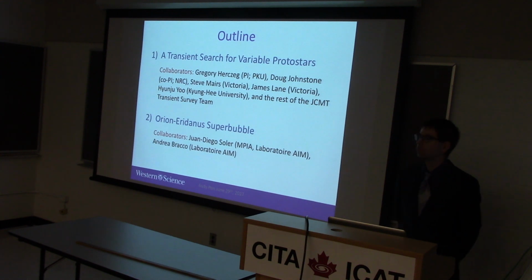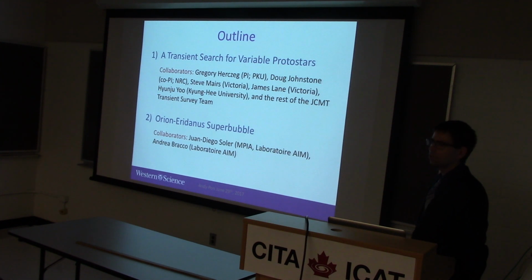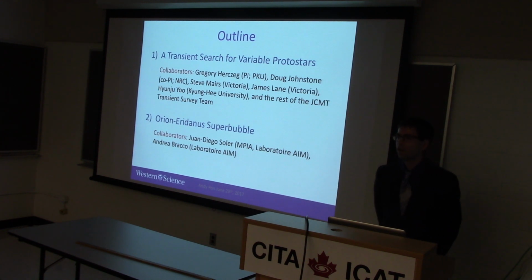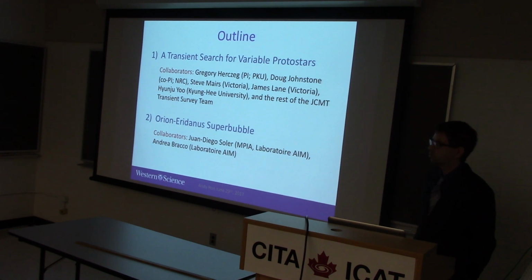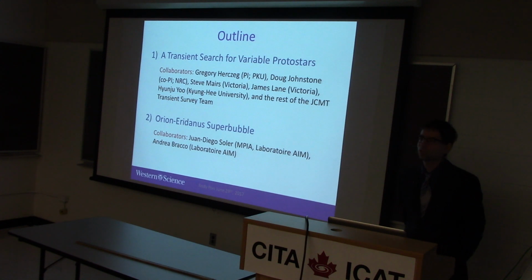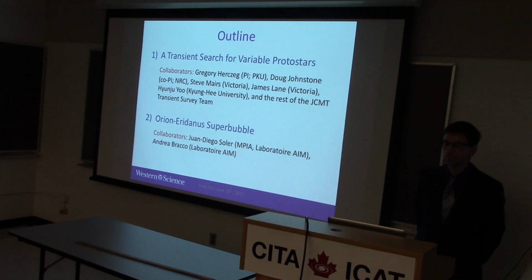So the first project I'm going to talk about is the JCMT Large Program. It's the Transient Search for Variable Protostars. It's one of the very few large programs that we actually don't have an awkward acronym for. We just refer to it as the full title. This is a large program, so about 100 researchers on it, lots of East Asia collaborators, UK, Canada. PI is Greg Herczeg, co-PI is Doug Johnstone, and I particularly want to point out three graduate students, Steve Mairs, James Lane, and Hyunju Yoo, who have been doing an amazing amount of work on this project and have done a lot of the calibration work and the pipeline work so far in the project.